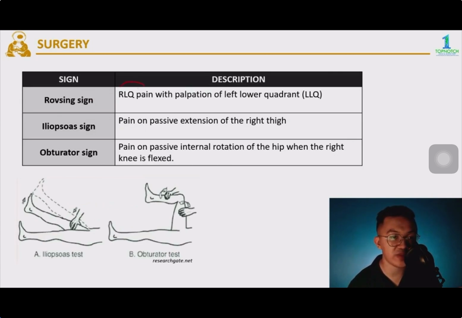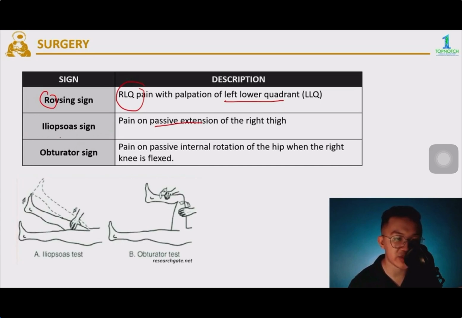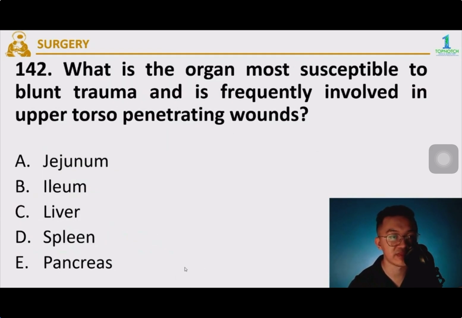Rovsing's sign is RLQ pain with palpation of the LLQ. Remember, the pain's in the RLQ. Rovsing starts with R, so you don't get confused that the pain is in your RLQ. Iliopsoas sign and obturator sign are two signs which are easily confused with the other. Iliopsoas sign is pain on passive extension of the right thigh. Obturator sign is pain on passive internal rotation. Obturator somehow sounds like rotate, so just remember obturator rotation. Your iliopsoas is extension. So 141, again, it's letter D.